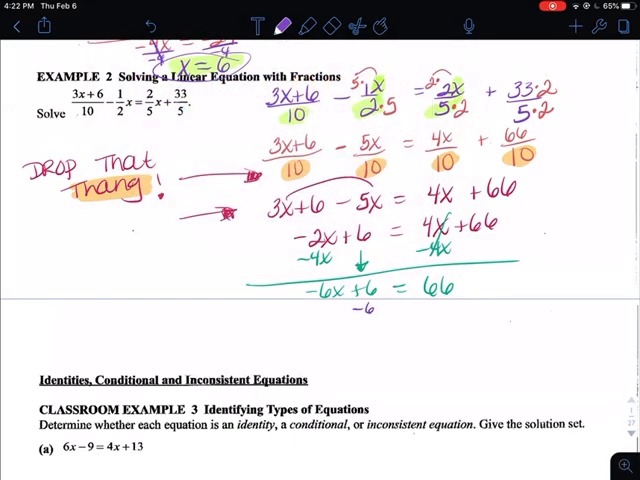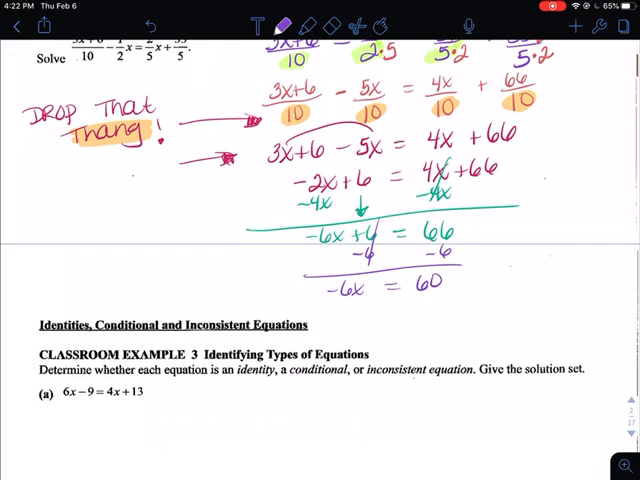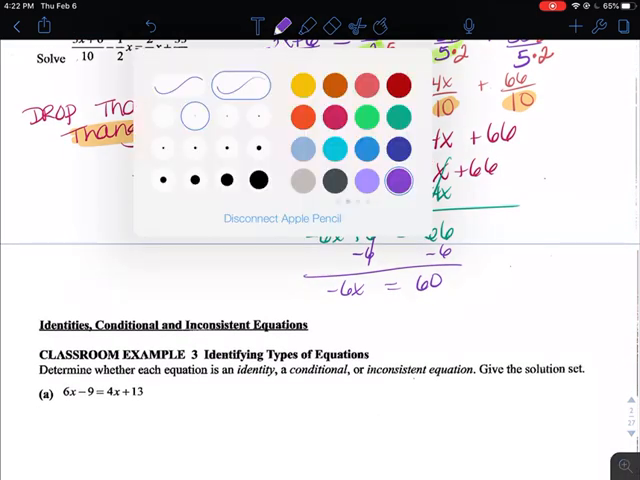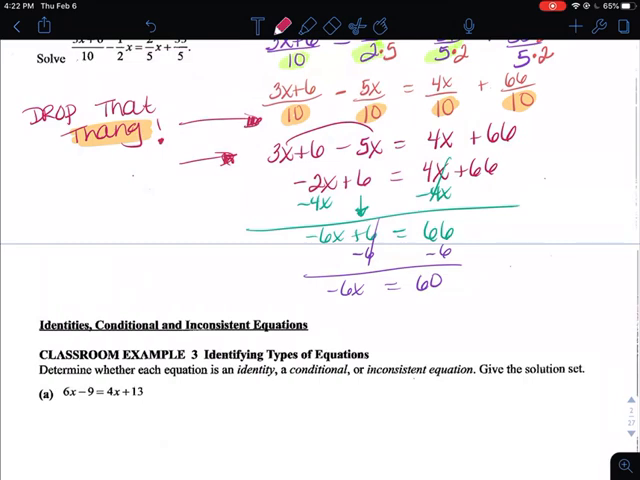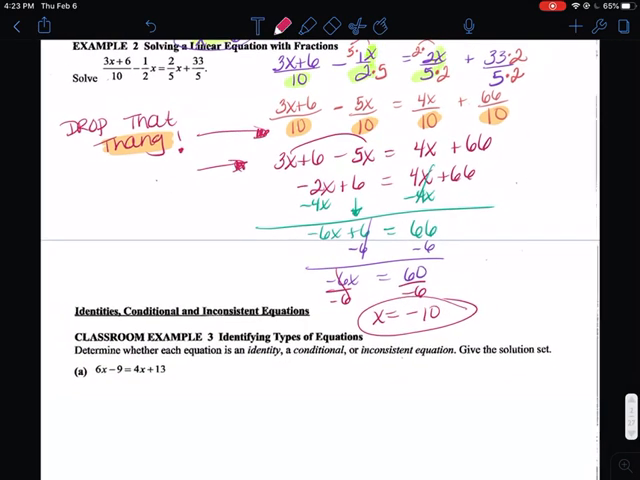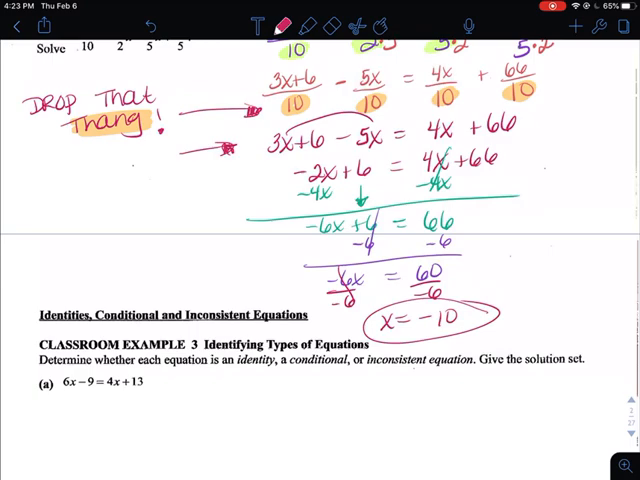Now I'm going to subtract 6 from both sides. So this leaves you with negative 6x equals 60. Then when I get to this step, I want to get x by itself, so I'm going to divide both sides by negative 6. So x equals negative 10.